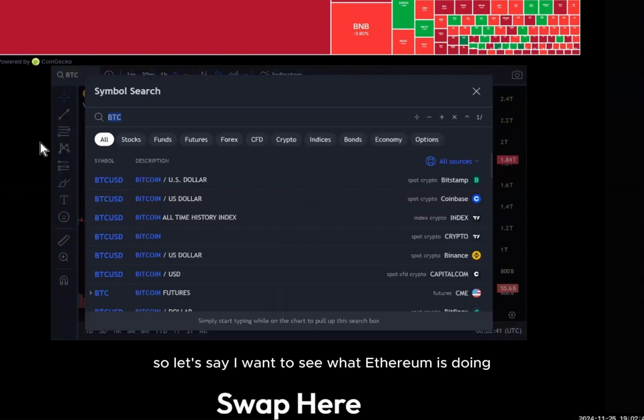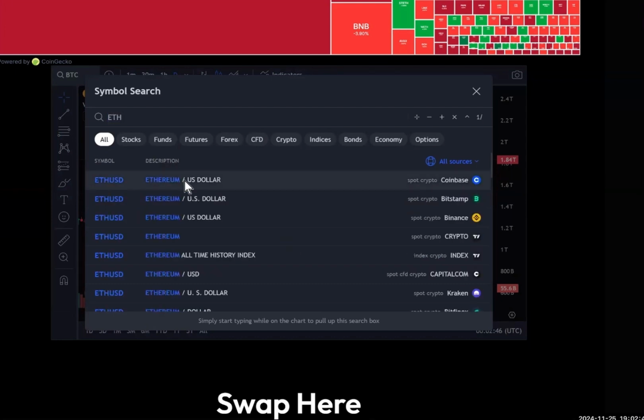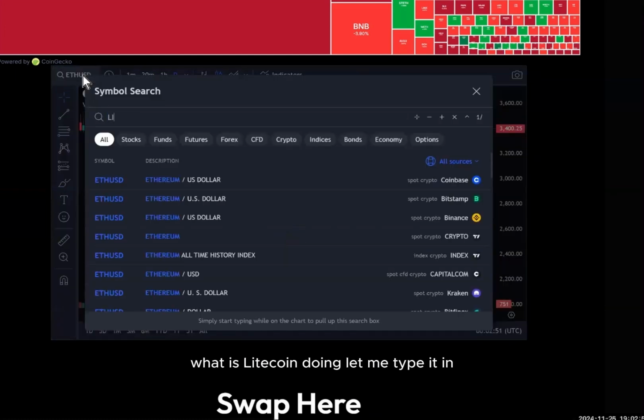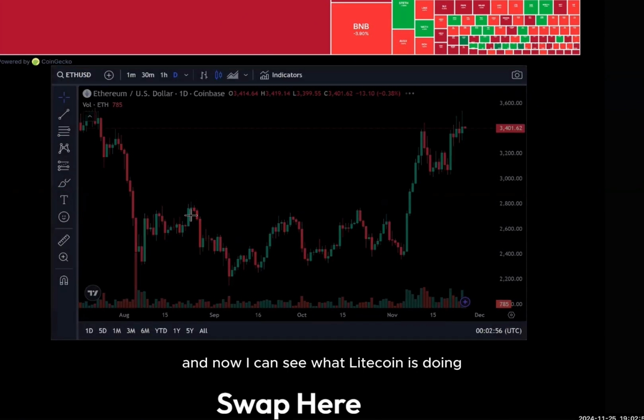So let's say I want to see what Ethereum is doing. I'll type in ETH, US dollar, and now I can see what ETH is doing. What is Litecoin doing? Let me type it in. I type in Litecoin, and now I can see what Litecoin is doing.